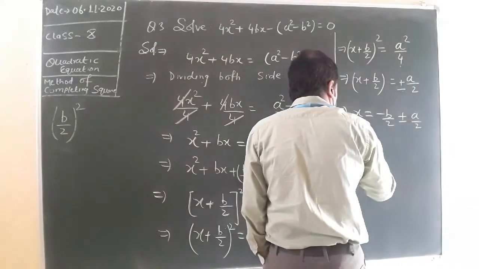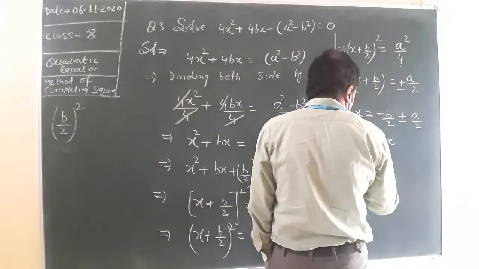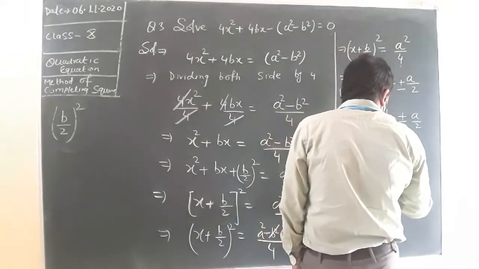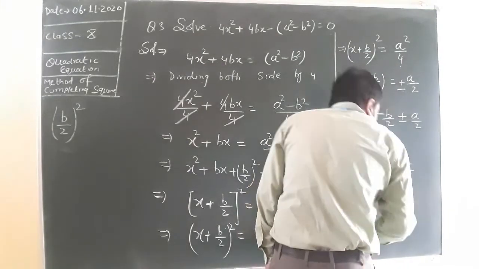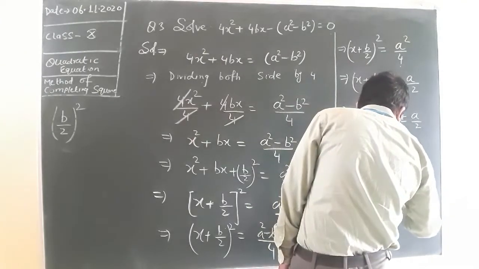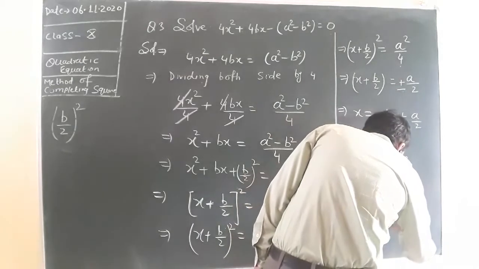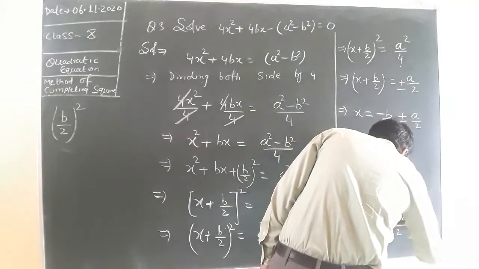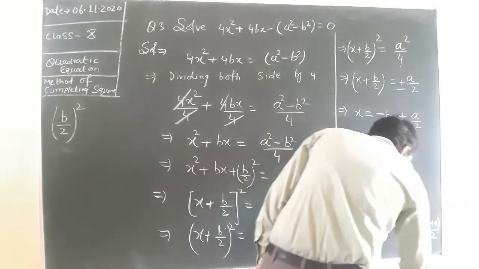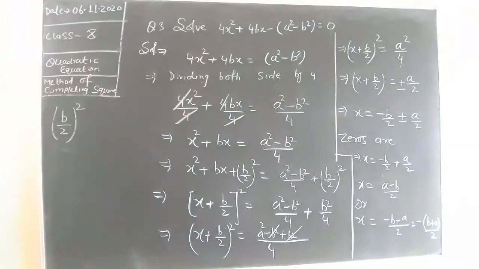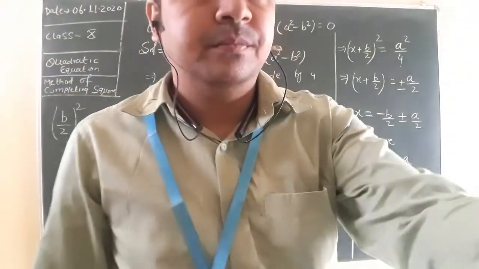So the zeros are, now you have to take one plus and one minus. So x will be minus b by 2 plus a by 2. Result will be a minus b divided by 2, or x will be minus b by 2 minus a by 2. Result will be minus b minus a divided by 2. This is the solution of the equation by the method of completing the square.